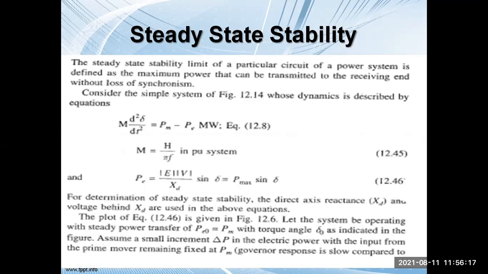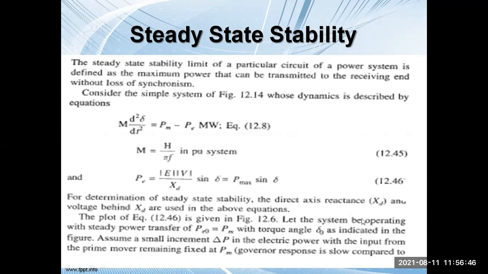Now for determination of the steady state stability limit, the direct axis reactance Xd and voltage behind Xd are used in the above equation. So basically we need to calculate the total reactance of the system. Now the plot of this equation will be a sine curve, because P equal to P max sine delta. The maximum value will be P max.